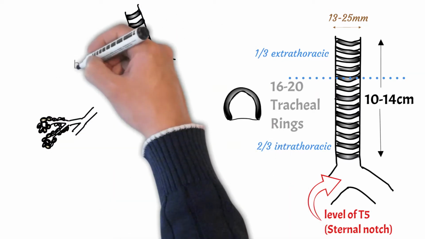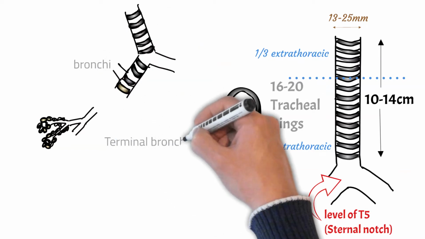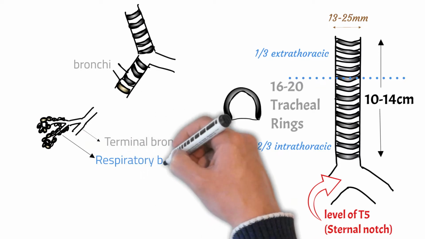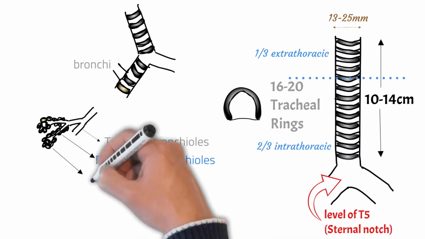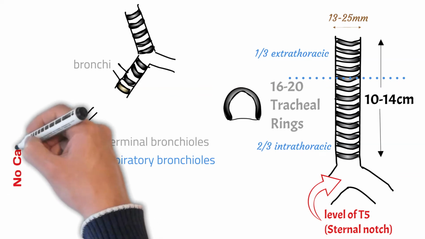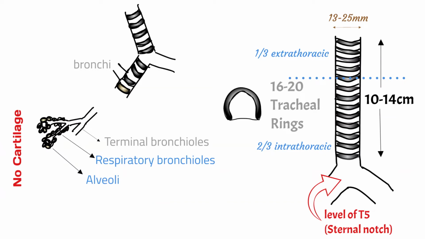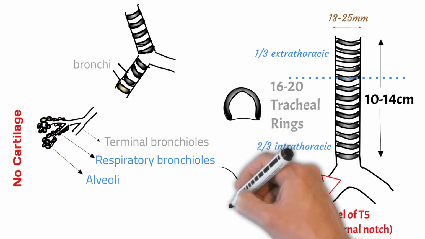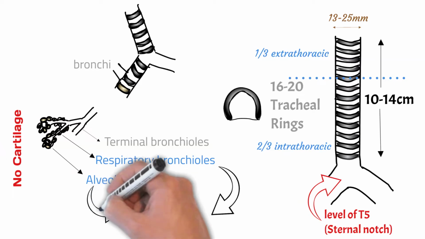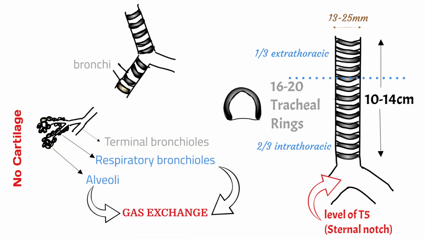The trachea divides into several bronchi and then eventually ends in terminal bronchioles, respiratory bronchioles, and last but not least, alveoli. The distal portion of the airway, that's to say, the terminal bronchioles, the respiratory bronchioles, and the alveoli, contain no cartilage. That's opposed to the bronchi and the main trachea. The respiratory bronchioles and the alveoli are the main two locations where gas exchange occurs.